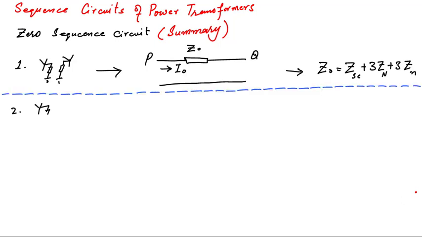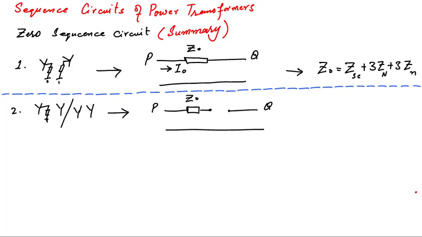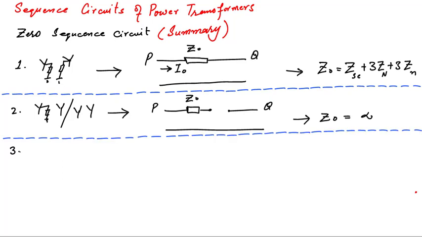Second case, a Y grounded Y transformer, and in the same we also cover a YY transformer. This was the equivalent circuit, and Z0 effectively becomes infinity. The third case was a delta delta transformer, and we have seen that for this delta delta transformer no path for the flow of zero sequence current exists, but current may exist in the form of circulating current within the delta if it gets induced within the delta.